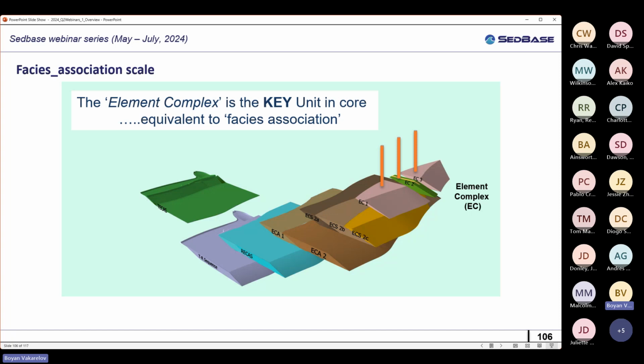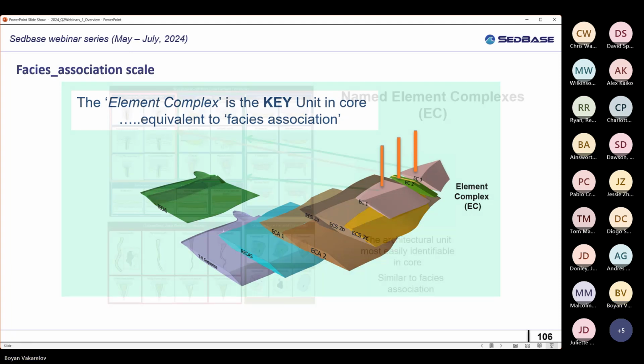So we should be very mindful of the fact that when we look at core, what we should try to identify is the name of one of these things. And then as a next step, we would go in and ask ourselves the question, okay, is this part of a delta lobe? What type of parent depositional system can what we just observed occur in?